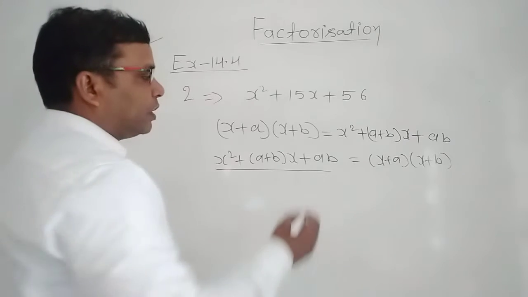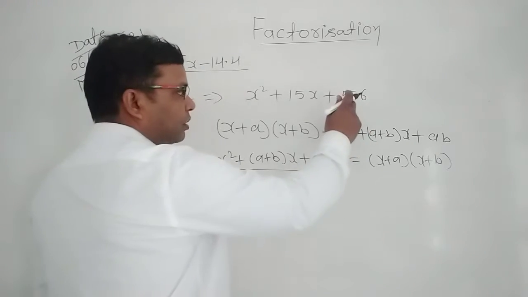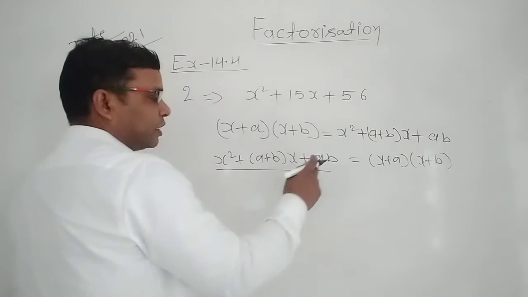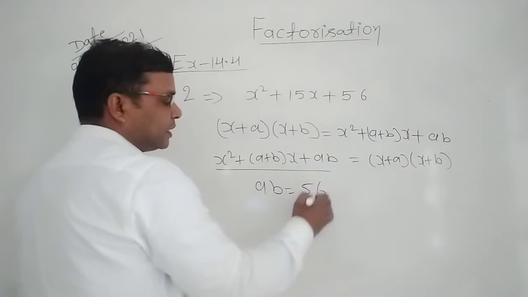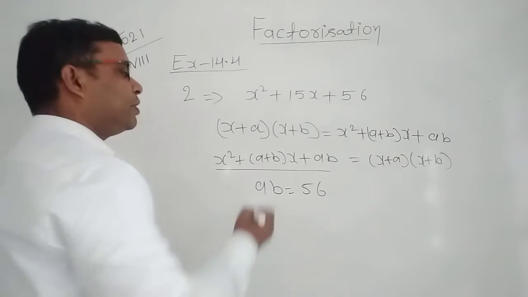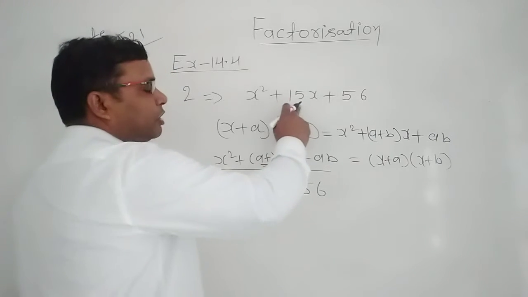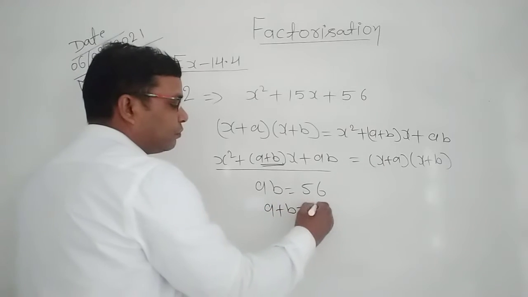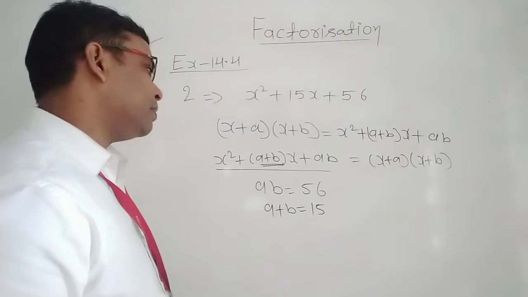So here if you compare this to a into b, 56 is the constant term here, and ab is the constant term in this identity. So a into b you get 56, okay, and a plus b is the coefficient of the x variable. The coefficient of the variable here is 15. So you can write here a plus b is equal to 15.